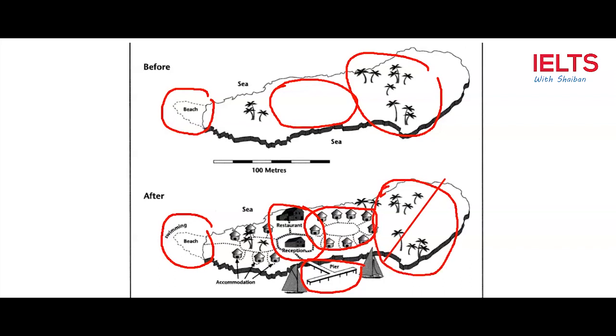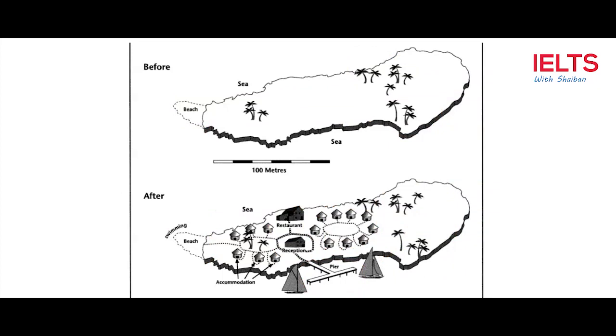Also, you can mention, for example, that no change has happened to the left and the right side of the island, where nothing has changed. So we can say that there is no change. And if you mention no change, it's part of actually describing the figure.